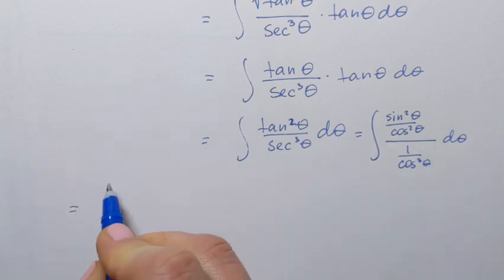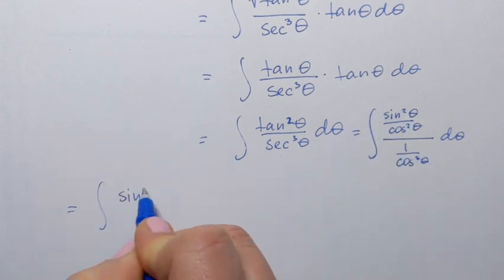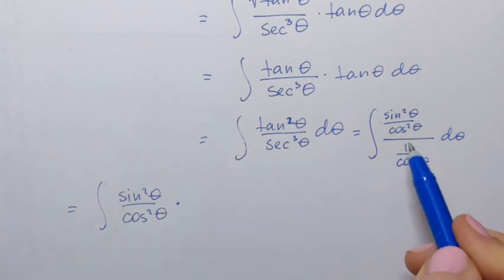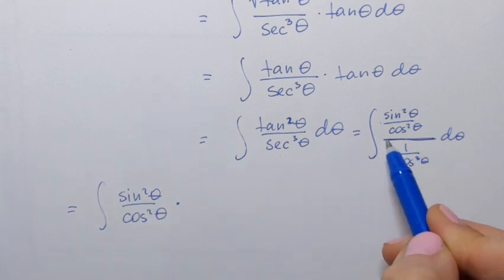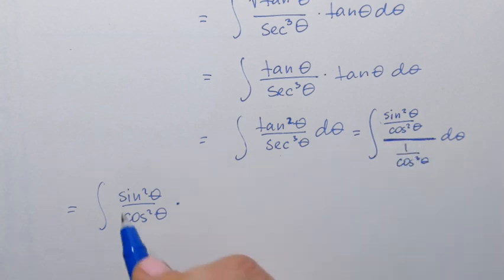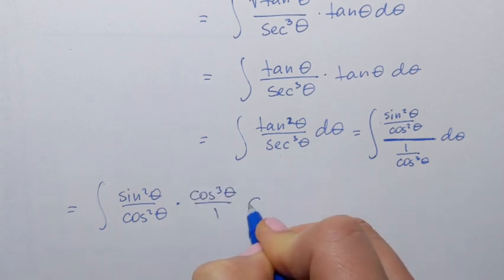I will switch to multiplication. So numerator, sine squared of theta over cosine squared of theta, times, so that division I'm switching to multiplication by the reciprocal of the denominator. So the reciprocal of 1 over cosine cubed is cosine cubed over 1 d theta.